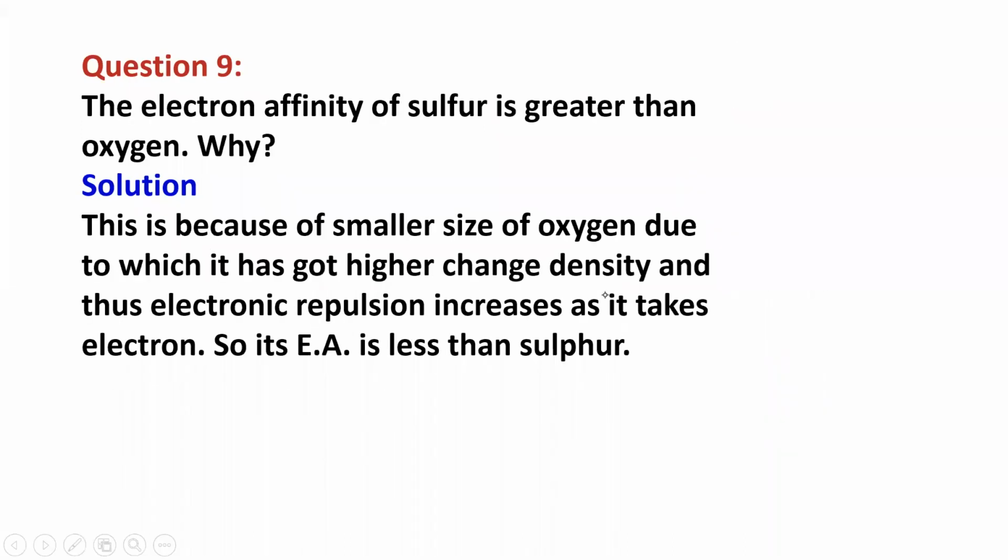The electron affinity of sulfur is greater than oxygen. Why? As we move from left to right, electron affinity value increases, but down the group, electron affinity value decreases. But in case of oxygen and sulfur, why? Because oxygen and sulfur are in the same group, so down the group, we have already seen that electron affinity value decreases. But here the electron affinity value of sulfur is greater than oxygen, because of the smaller size of oxygen, due to which it has higher charge density, and thus electron repulsion increases as it takes an electron. So its electron affinity is less than sulfur. I hope it is clear now. Next.